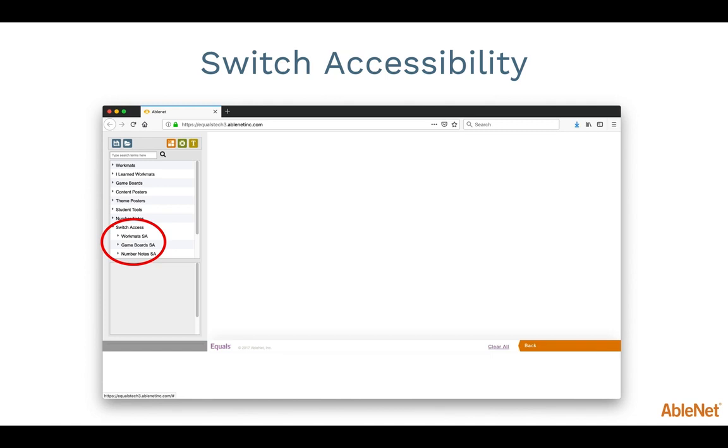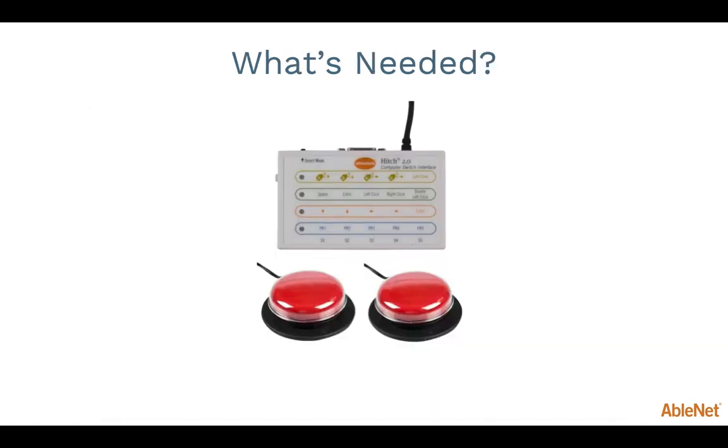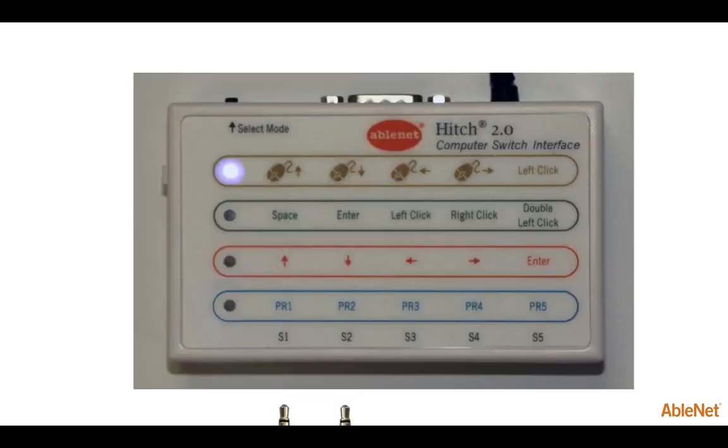To use switch access, you will need a computer-to-switch interface, such as the Hitch 2.0, and 2 switches. The switches need to be set up to activate the space and enter keys on the keyboard. If using the Hitch, you would need to plug a switch into the S1 and S2 ports, then change the mode so the switches activate the correct keys. This will allow students to scan images with the spacebar, using switch 1, and select the image they want to use with the enter key, using switch 2.